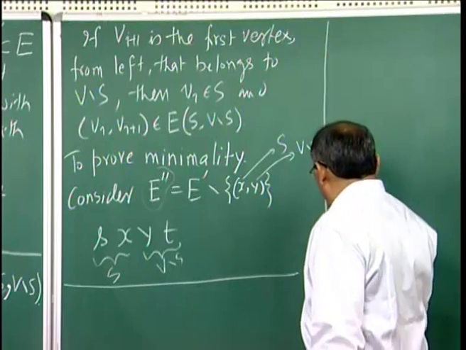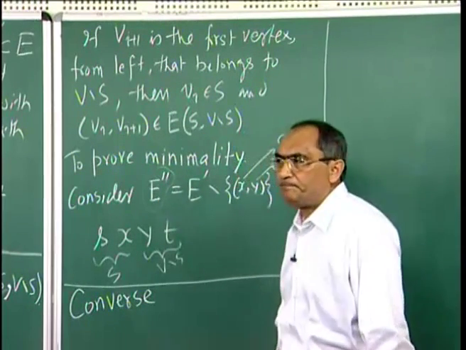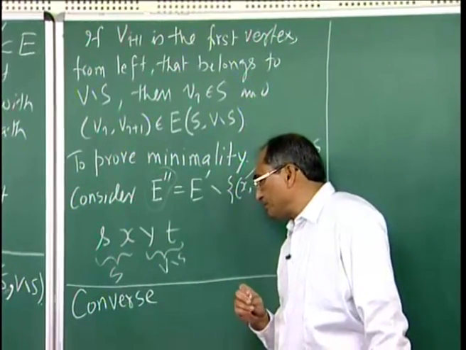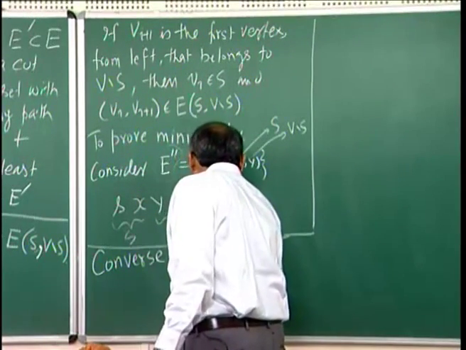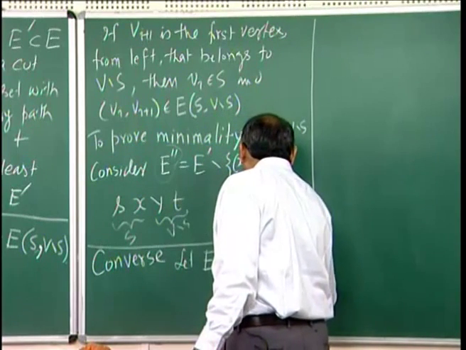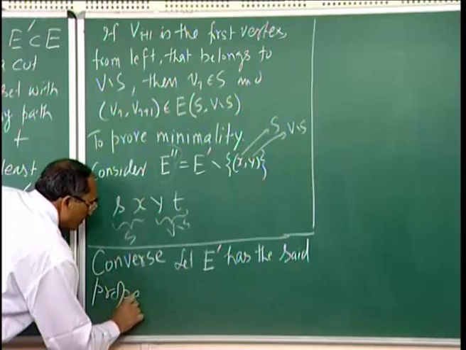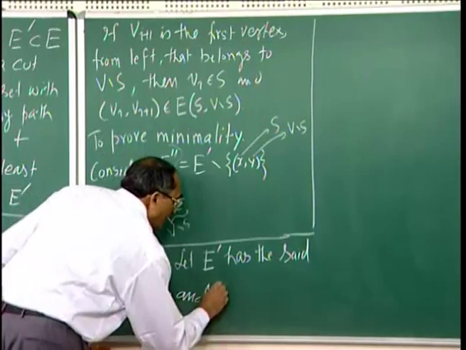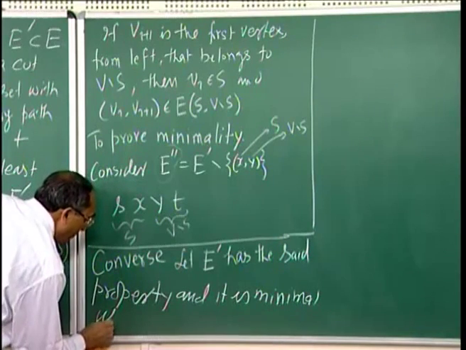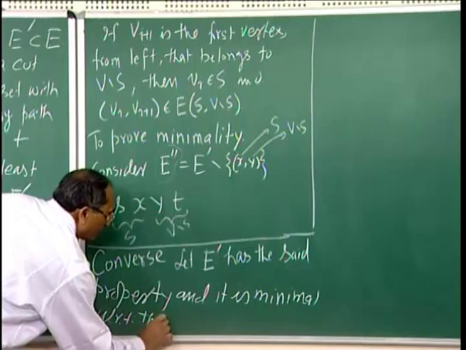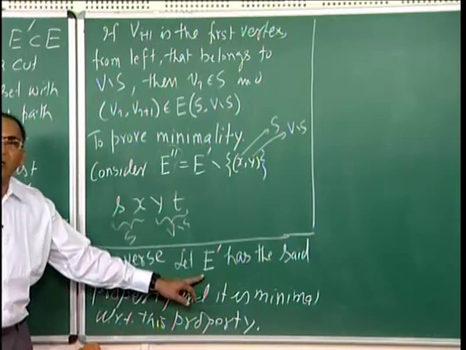Let us suppose there is a set which has this property and it is minimal. So let E prime have the said property and it is minimal with respect to this property. So we want to prove that this has to be equal to the edge set of some cut.